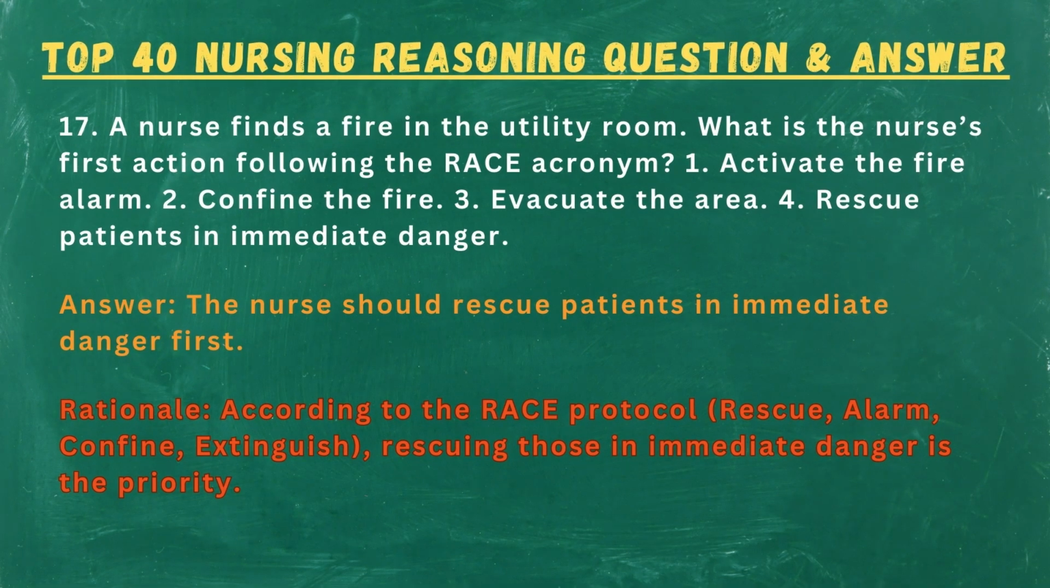17. A nurse finds a fire in the utility room. What is the nurse's first action following the RACE acronym? 1. Activate the fire alarm. 2. Confine the fire. 3. Evacuate the area. 4. Rescue patients in immediate danger. Answer. The nurse should rescue patients in immediate danger first. Rationale. According to the RACE protocol: rescue, alarm, confine, extinguish. Rescuing those in immediate danger is the priority.